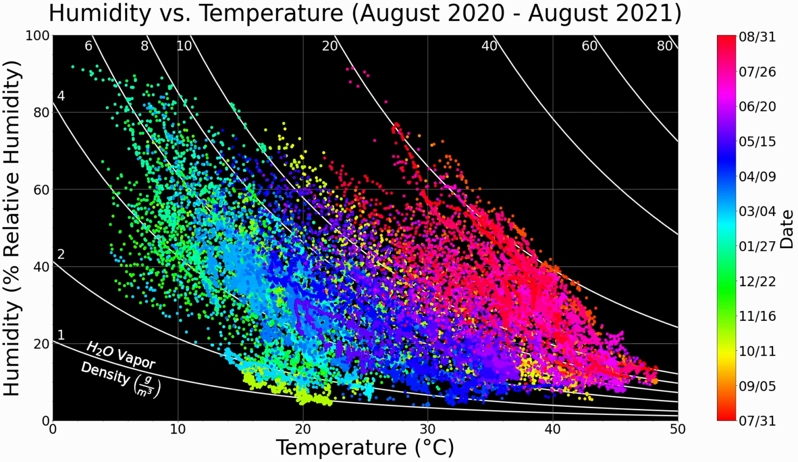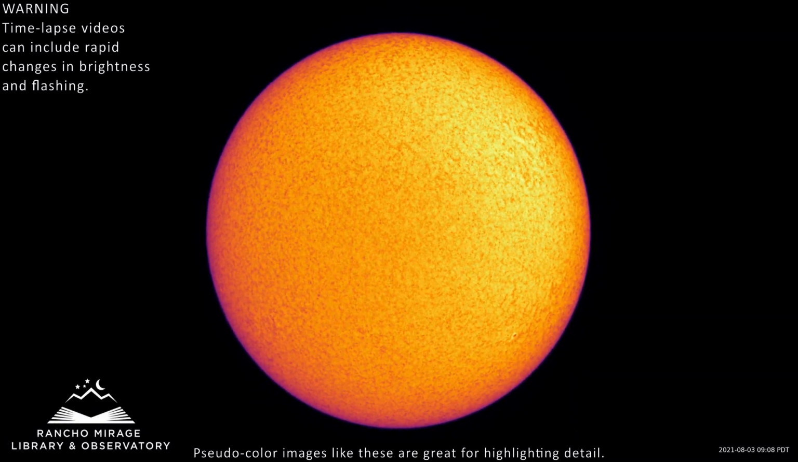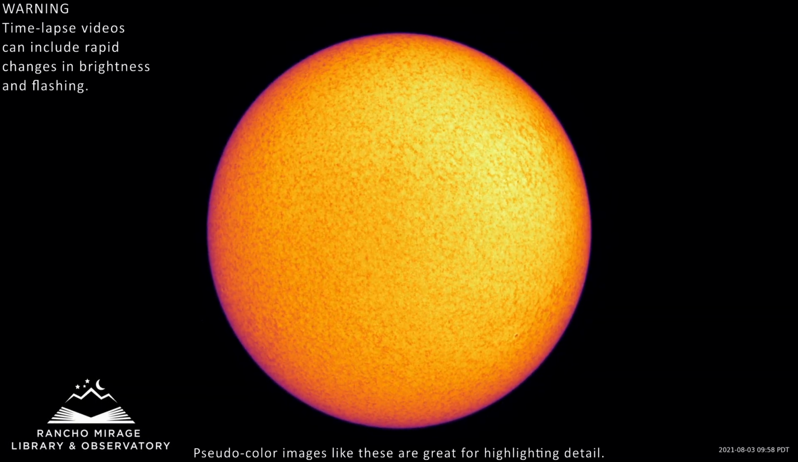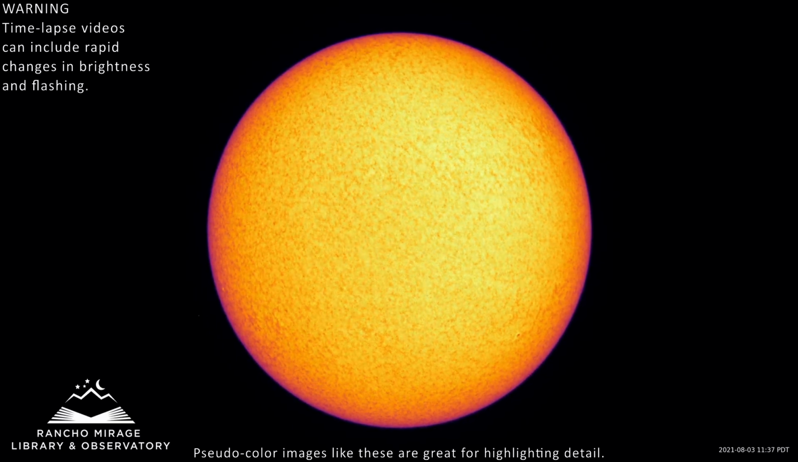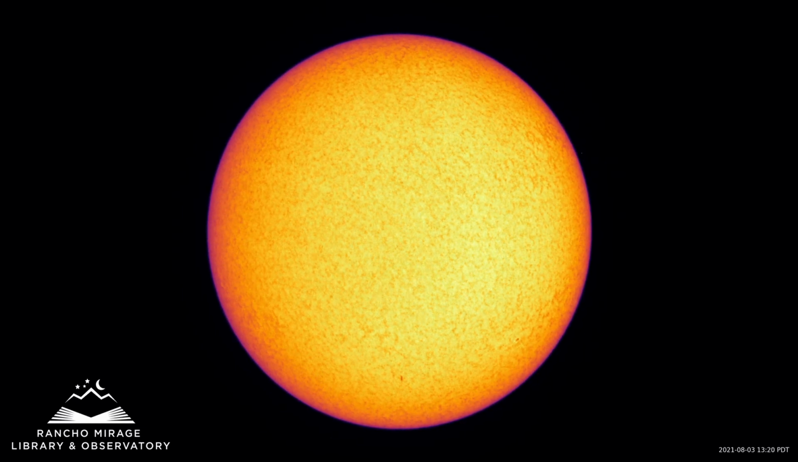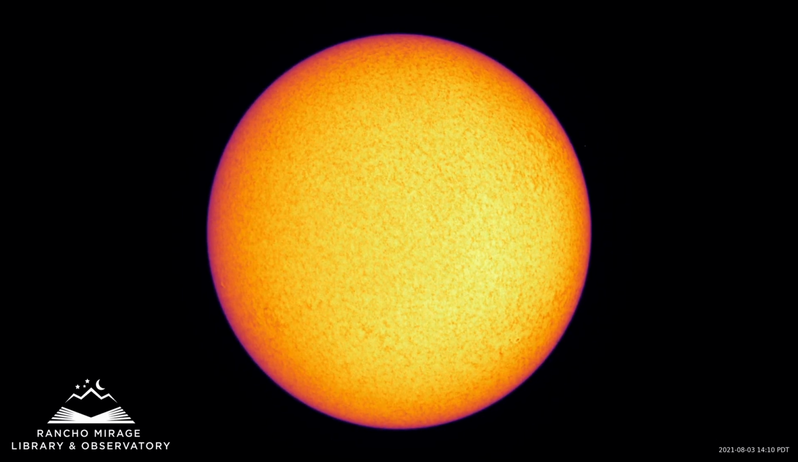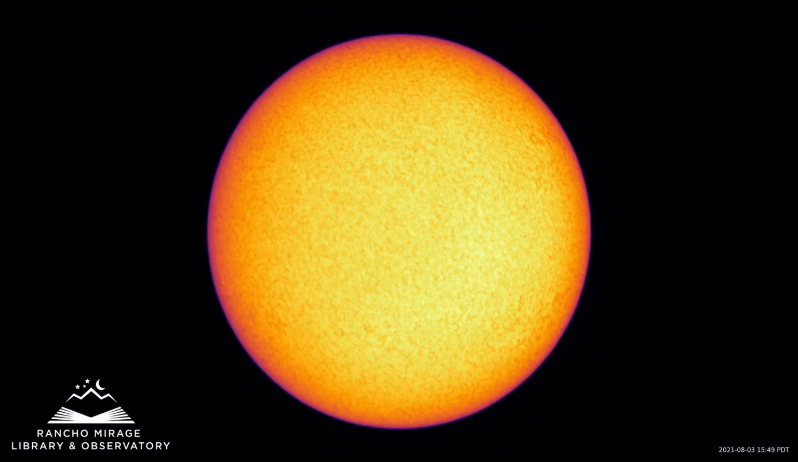Finally, let's view the images from the solar telescope. Our solar telescope uses an H-alpha filter, and these images have been colorized to show more detail. H-alpha refers to a specific wavelength of red light that comes primarily from hydrogen in the sun's chromosphere, a region above the photosphere, what we would refer to as the visible surface of the sun.